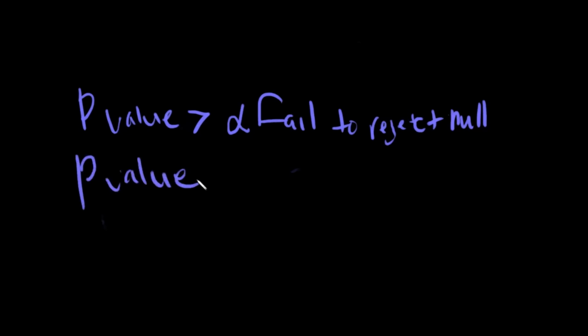So for the conclude portion of this test, we want to compare the p-value to your alpha value, and if the p-value is greater than the alpha, then you fail to reject the null. And if your p-value is less than your alpha value, then you can reject your null hypothesis.